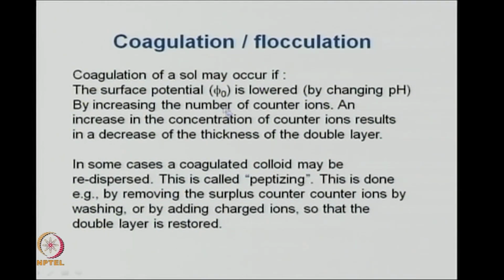You can do that by changing the surface potential, or by changing the counter ions. For example, an increase in the counter ion concentration will result in a decrease in the thickness of the double layer. You can also call this kind of coagulation of a colloid peptization. This is done by removing counter ions, by washing, or by adding charged ions, so that the double layer is restored.